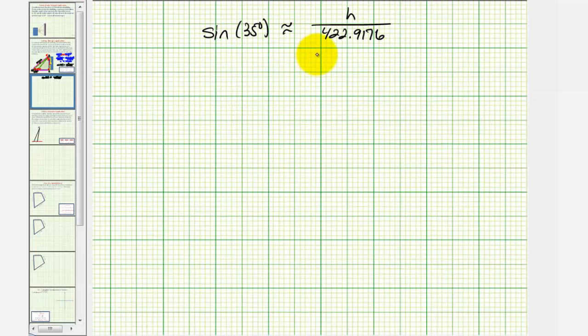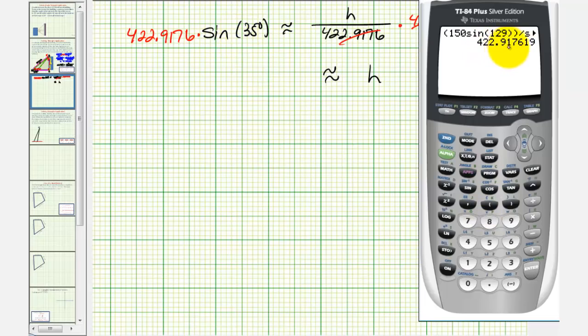To solve for h, we would multiply both sides by 422.9176. Notice how on the right side this simplifies to h. So we have h would be approximately equal to this product. And now we'll go back to the calculator. Because we have this value already in the calculator, we can just press times. Notice how this brings up the previous answer. Then we'll multiply by sine 35 degrees.